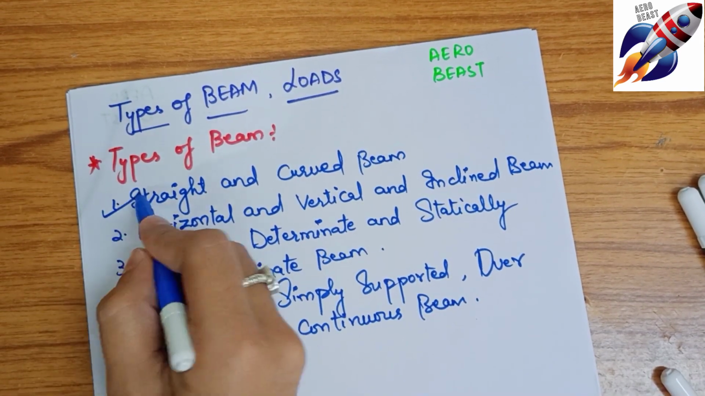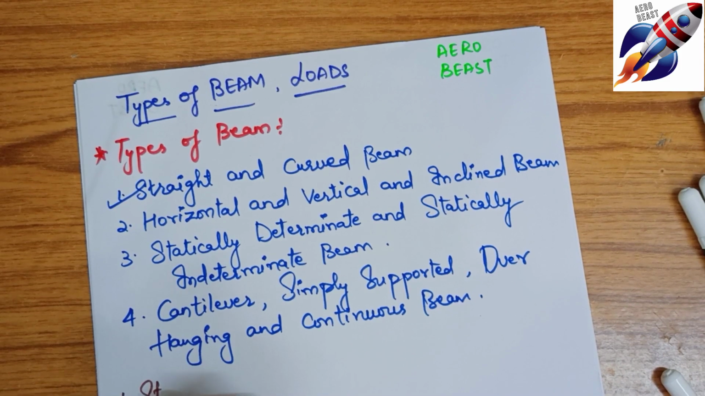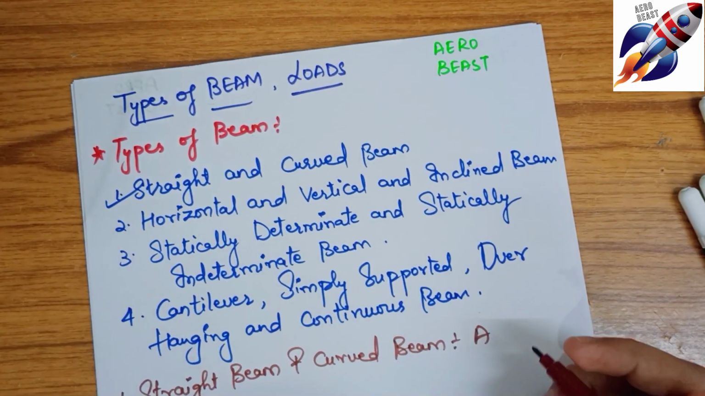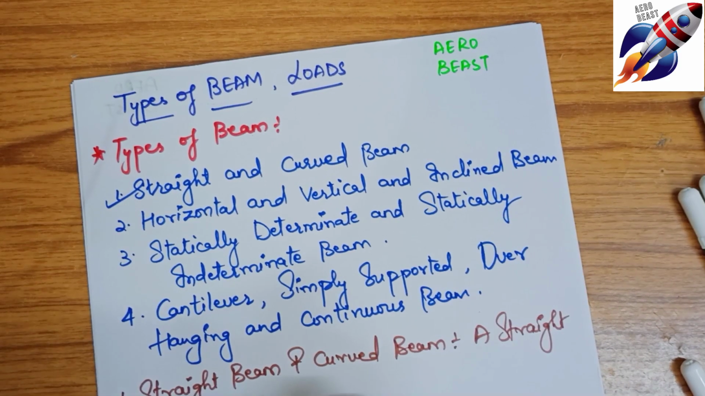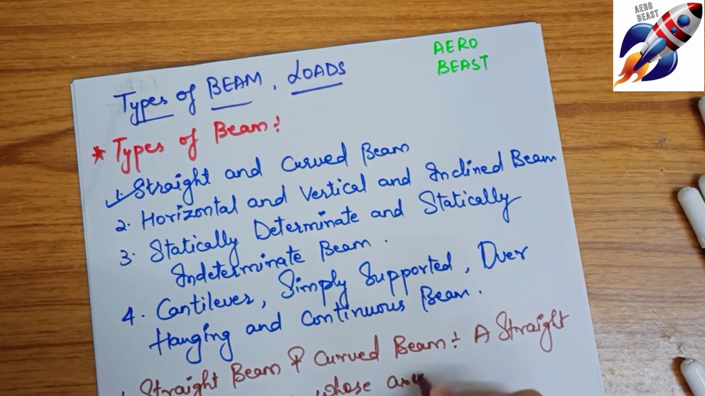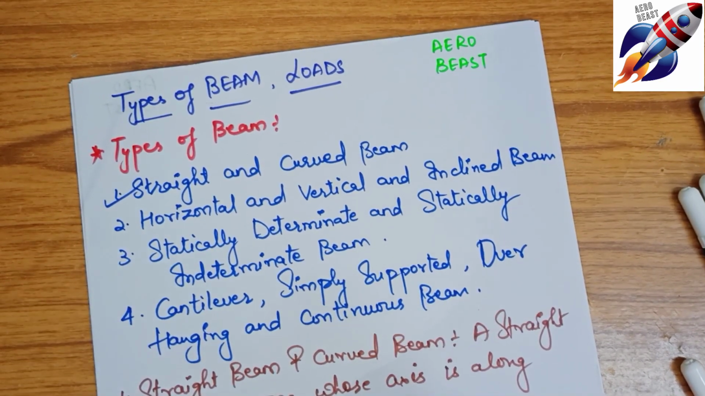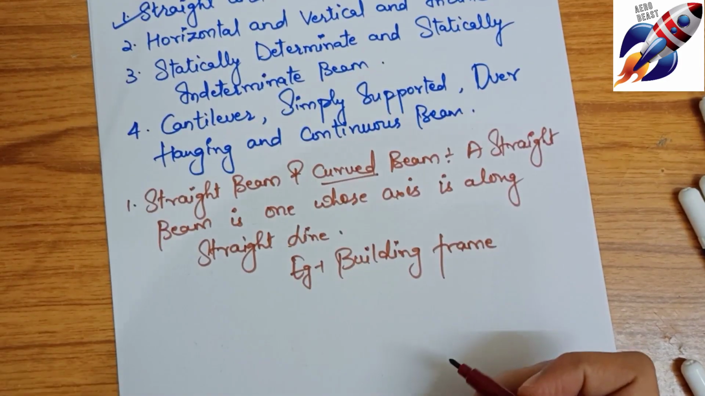Going with the first beam, that is straight and curved beam. What do you mean by straight beam? A straight beam is one whose axis is along a straight line. For example, building frame. So a straight beam is one whose axis is along a straight line, for example, building.